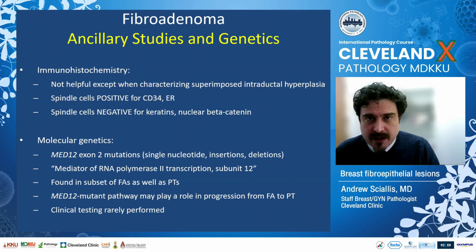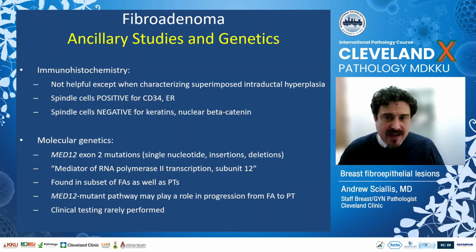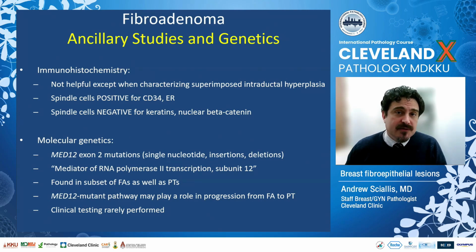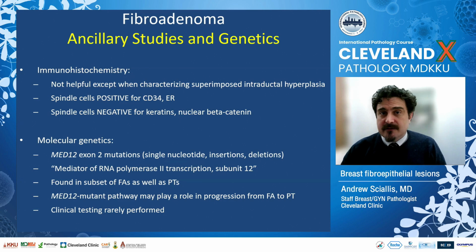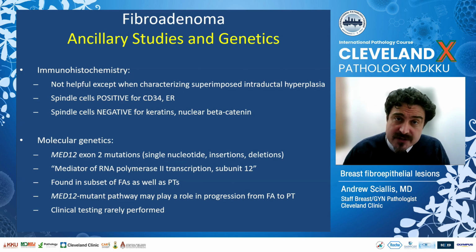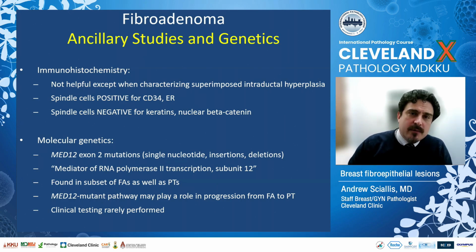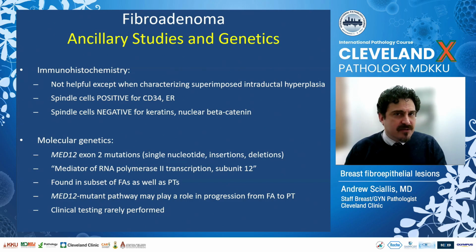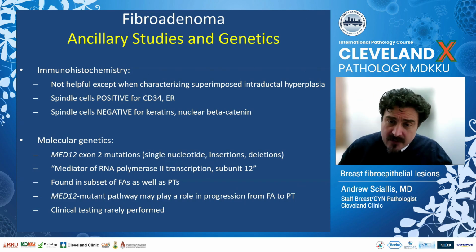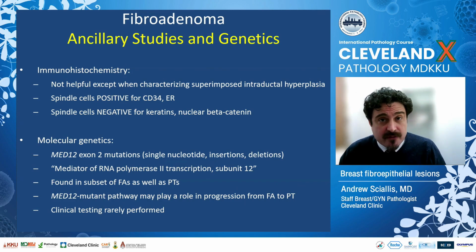Now, immunohistochemistry, when it comes to fibroepithelial lesions in general, is not very helpful. It tends to only be helpful when you're trying to characterize some sort of intraductal hyperplasia, as can happen in a lot of these fibroadenomas. Some fibroadenomas have a lot of usual ductal hyperplasia. Sometimes it can be florid, and at least in our practice, immunohistochemistry is used to characterize those areas rather than the stromal cells in and of themselves. But nevertheless, spindle cells will be positive for CD34 and estrogen receptor, and they'll be negative for keratin as well as nuclear beta-catenin.